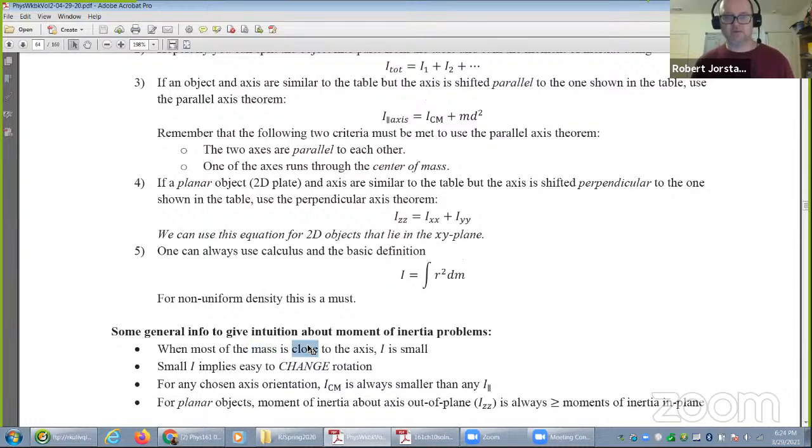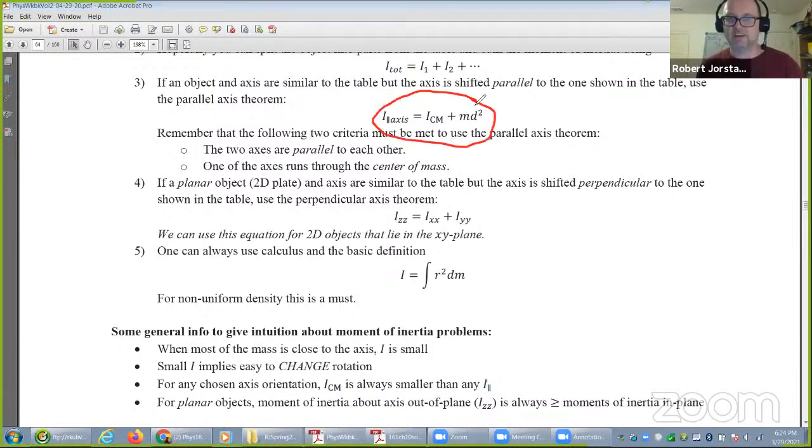When most of the mass is close to the axis, the moment of inertia is small. If you have a small I, it's easy to change your rotation. For any chosen axis orientation, I center of mass is always smaller than any parallel I. You might think this is silly, but this is a way you could check the parallel axis theorem to make sure it's working correctly. This number is always smaller than that number, regardless of the value of D. No matter what value of D you add to it, the center of mass should always have the lowest moment of inertia compared to any axis parallel to it. So I center of mass is always smaller than any I parallel.